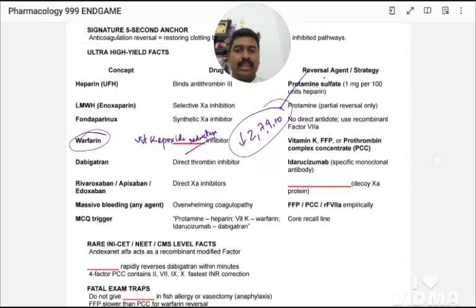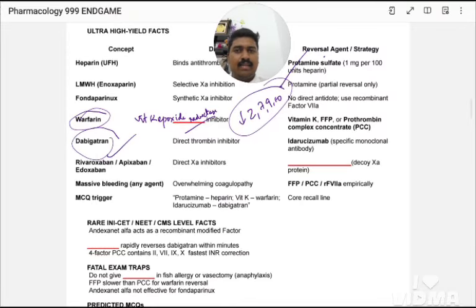Next, dabigatran. It is a recently asked question. Dabigatran is a direct thrombin inhibitor. Which is the drug used to reverse dabigatran toxicity? It is idarucizumab. Next, rivaroxaban and apixaban, which are 10A inhibitors. Factor 10A direct inhibitors.